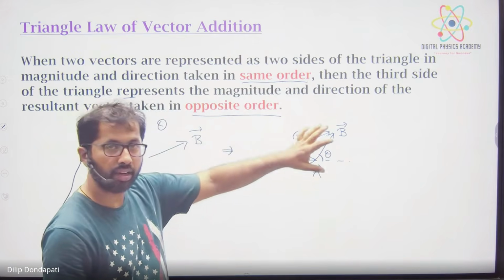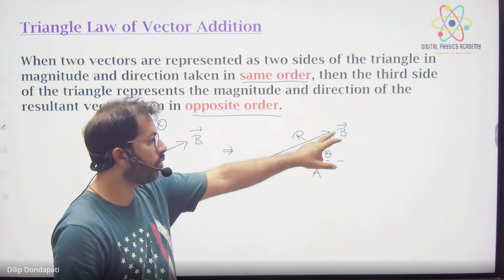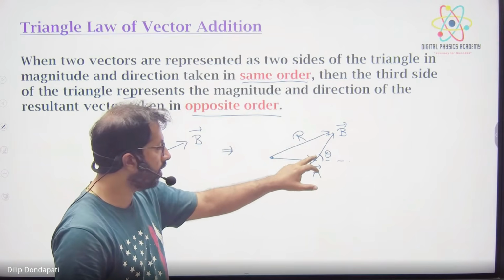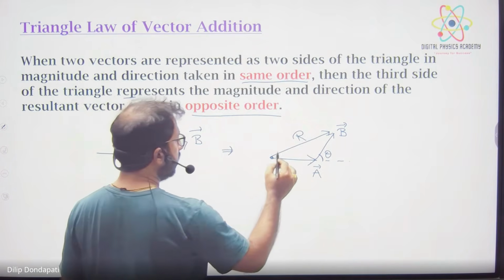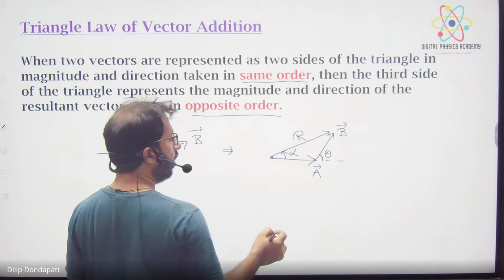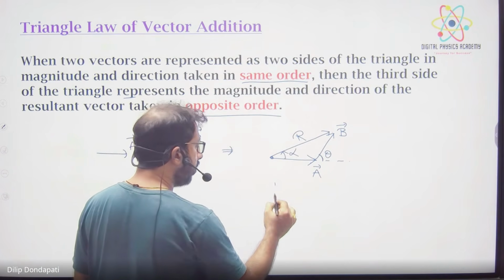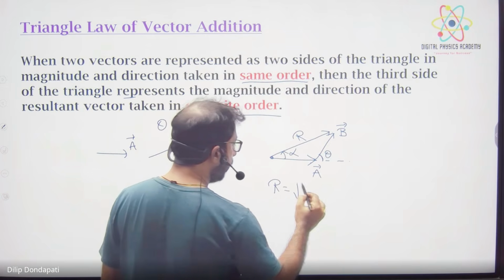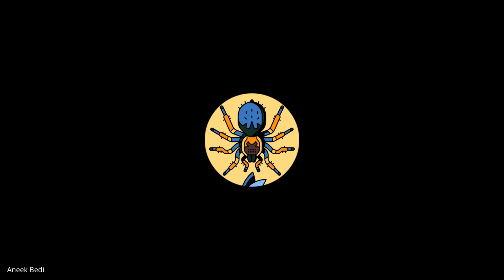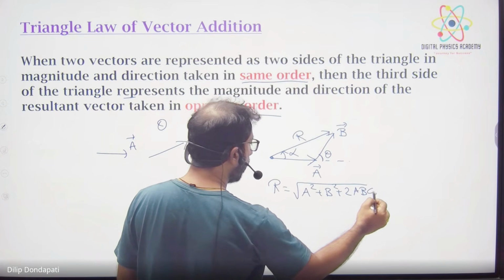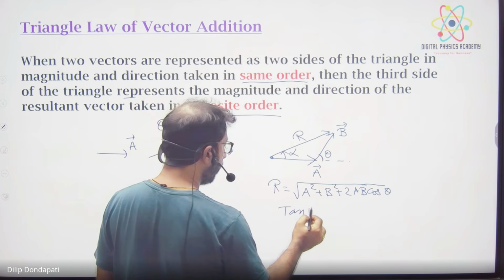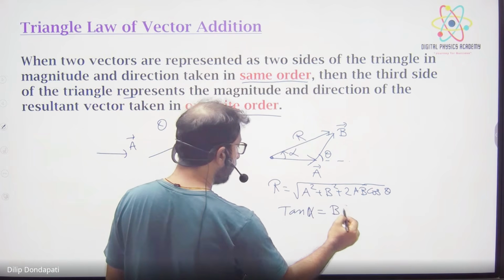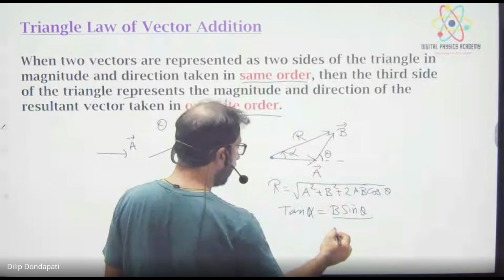Sometimes in the triangle law they will tell you to find the angle between two vectors. People will always find this angle, but that is not the angle. You have to subtract, and this is alpha. And the resultant formula will be the same: under root, A square plus B square plus 2AB cos theta. And tan alpha will be B sin theta by A plus B cos theta.